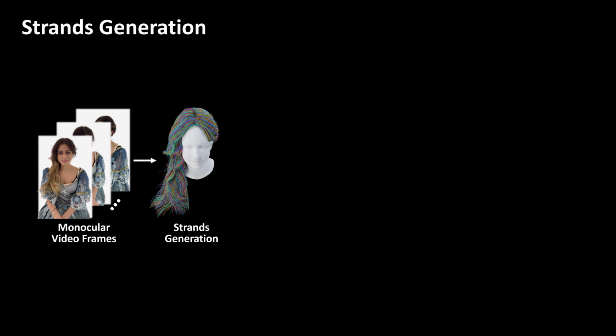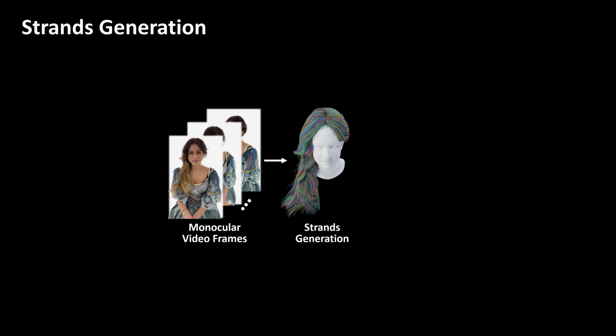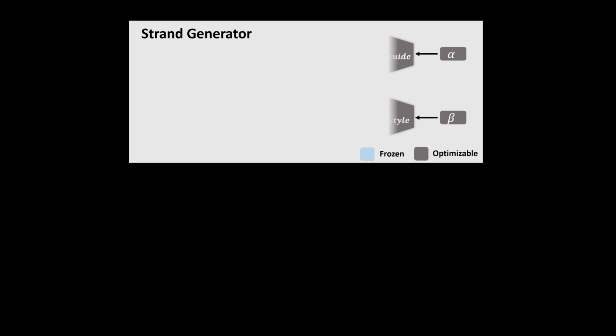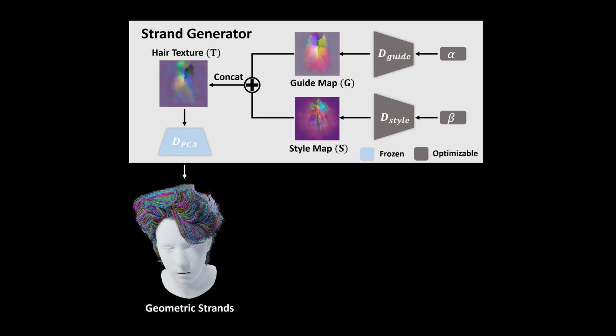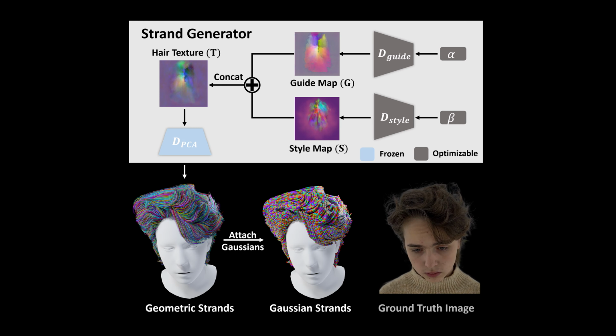Here we introduce our efficient image-based strands generation pipeline. We use perm decoders to generate a guide map and a style map from guide code and style code. The resulting maps are concatenated into a geometric hair texture and then decoded into 3D strands by a PCA decoder. We then attach cylindrical Gaussian primitives to the strands and optimize them from images using the 3DGS.